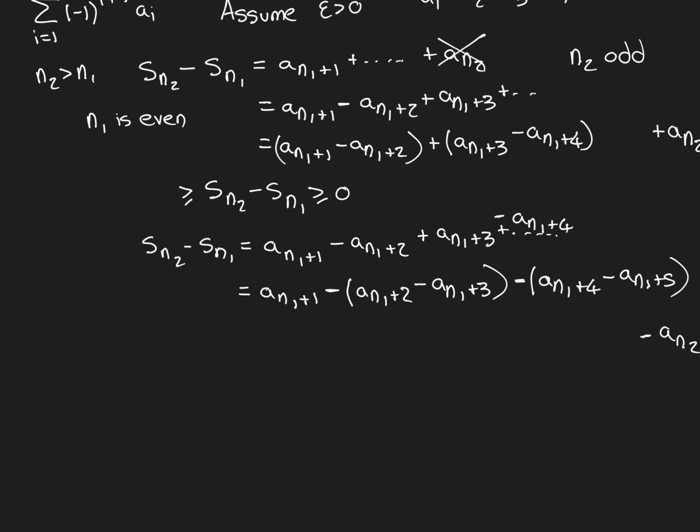And that means that we can say that this sum is less than or equal to this thing, because it's this thing minus all of these other things. So we can now put that this is less than or equal to a_{n1+1}. Taking this inequality a little bit further, we can say that the absolute value of the difference between the partial sums, S_{n2} minus S_{n1}, is going to be greater than or equal to 0 and less than or equal to a_{n1+1}.